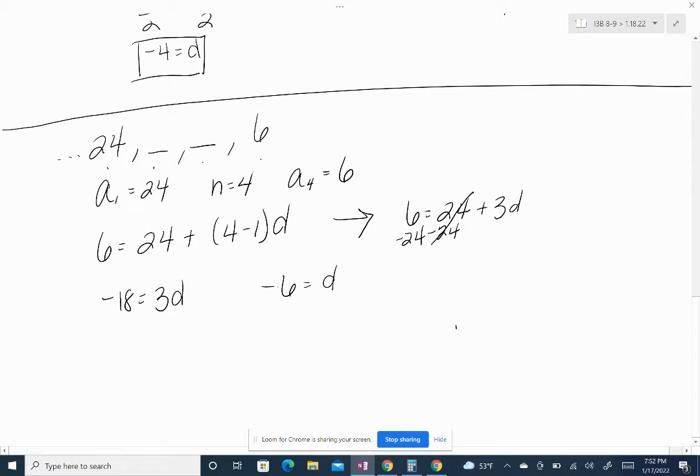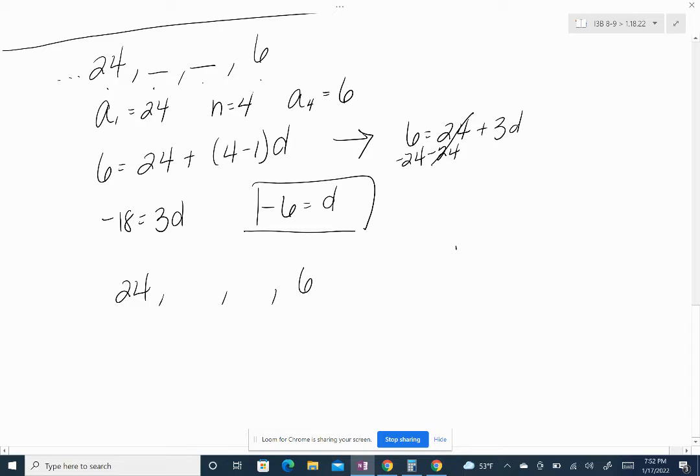So remember, that's not our final answer. That's just going to help us in our sequence. So we're going to have 24, something, something, 6. We're going to add negative 6 every time.